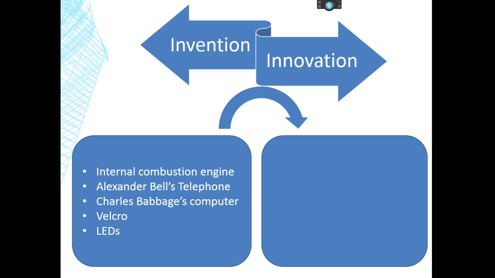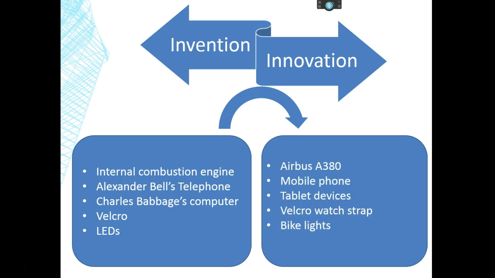And what innovations came from them? What products were then sold to customers? Well, the internal combustion engine led to the Airbus A380. It led to many other planes as well and many cars. Alexander Bell's telephone has led to the mobile phone. Now, obviously, within that, there's been other iterations of the phone, but that doesn't matter. Alexander Bell created the telephone, and now we have mobile phones. The telephone, the original one, was the invention, and then people took the idea, changed it slightly, moved it on, and sold it to customers.